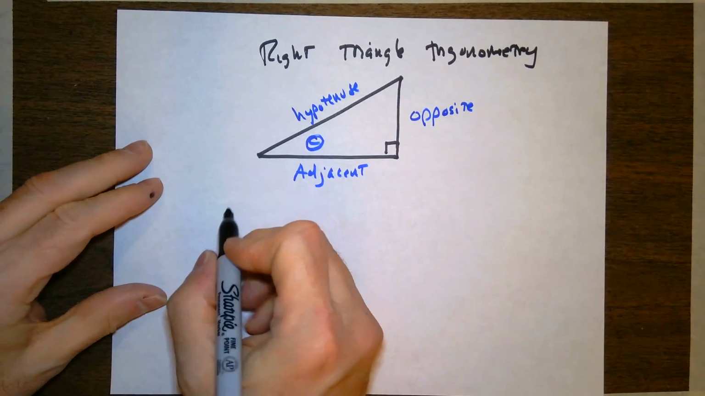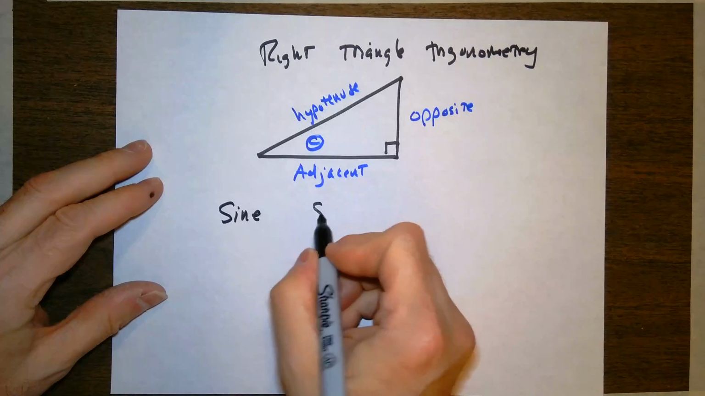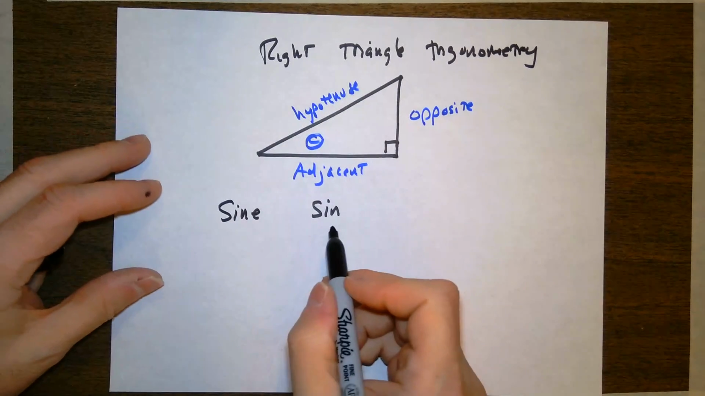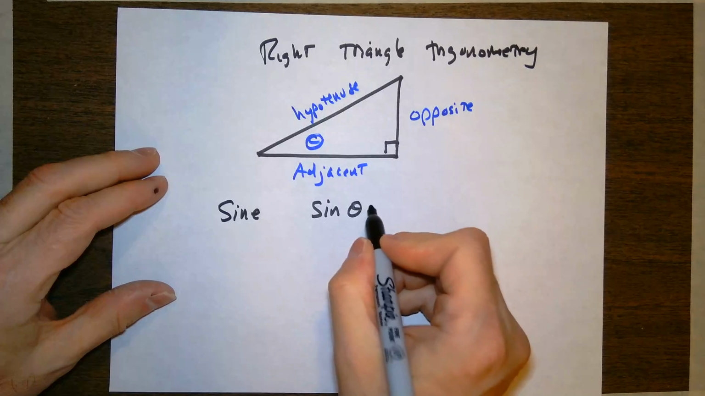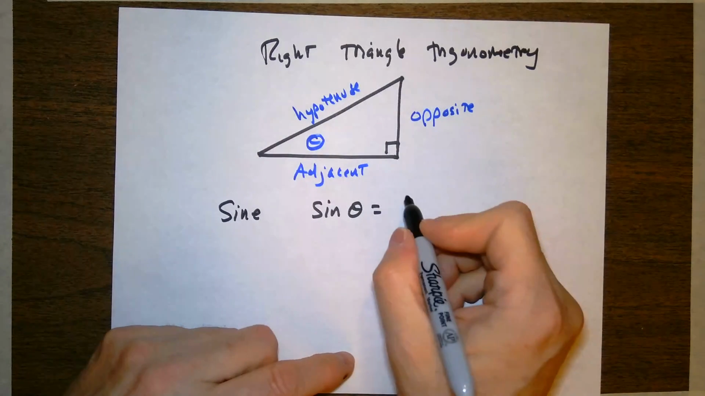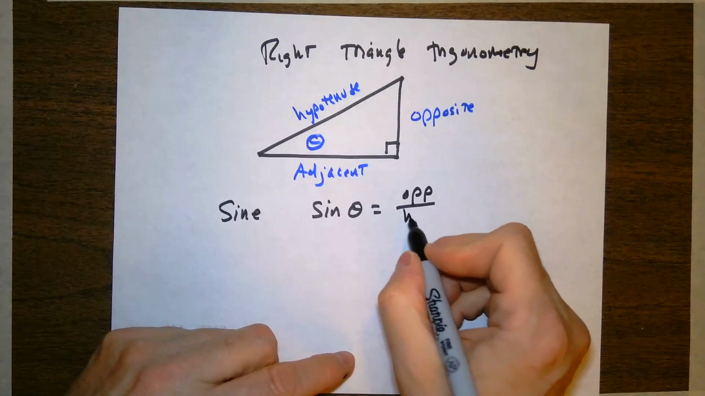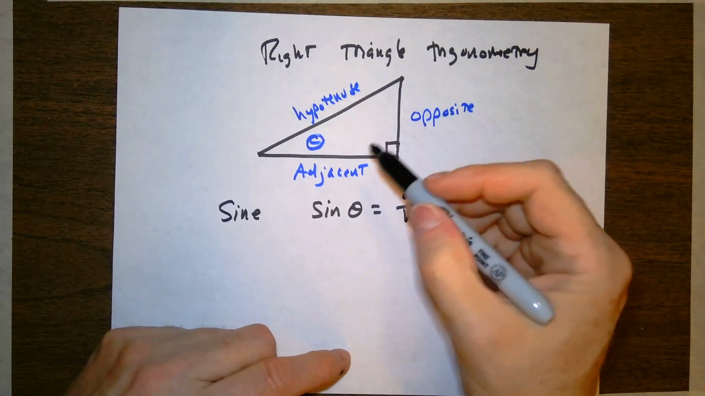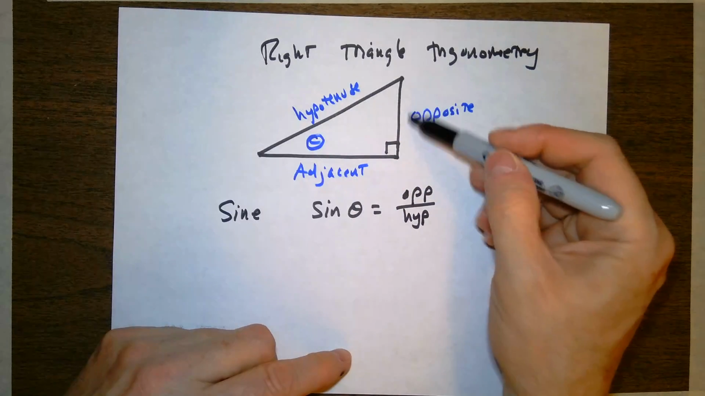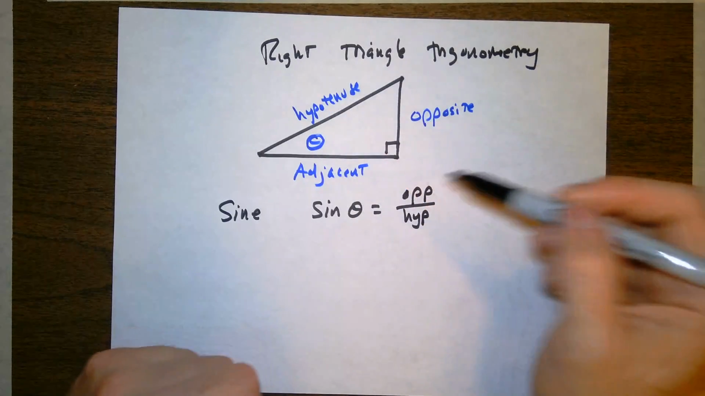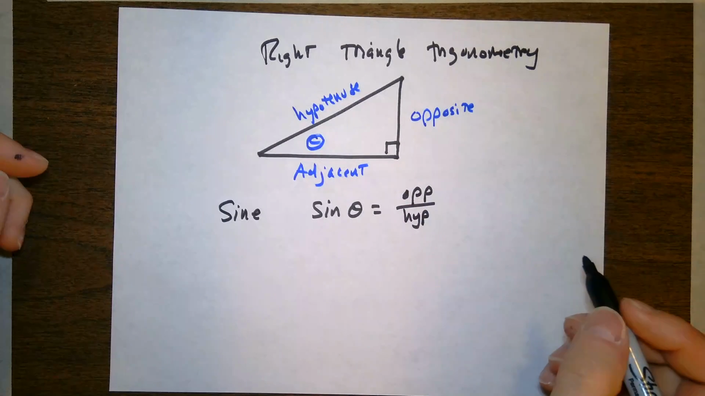The first one is called sine, S-I-N-E. We usually just abbreviate that as S-I-N, but we would still say sine, we don't say sin. And the sine of any angle is the ratio of the opposite side divided by the hypotenuse. So the sine of that angle is the same as however long this side is divided by that side there. There's the relationship between an angle and the side lengths.